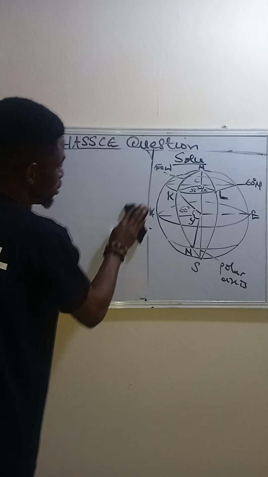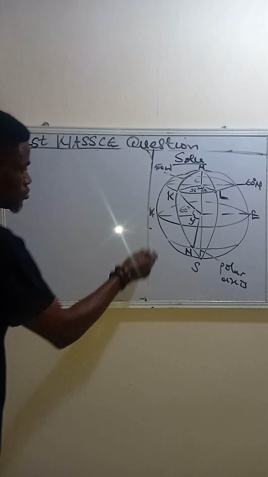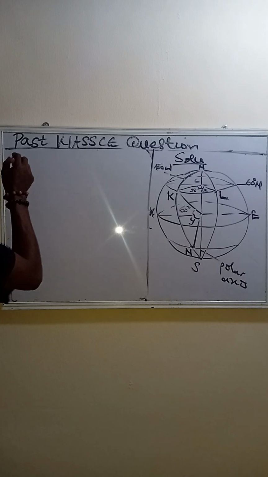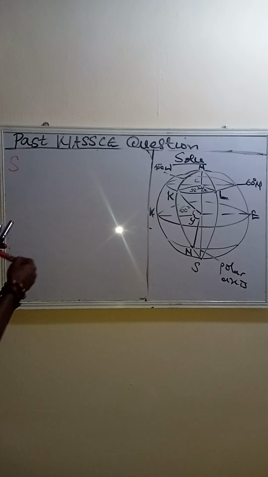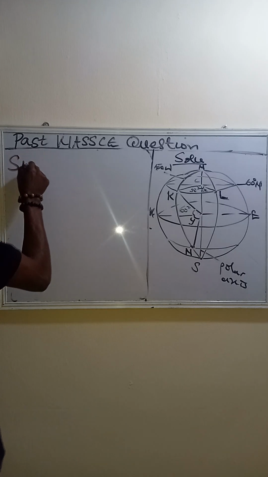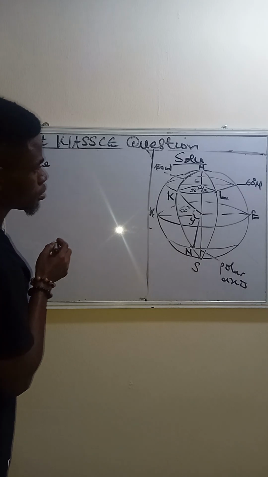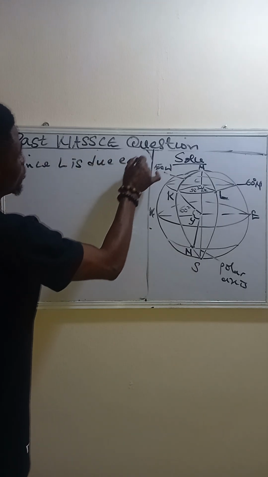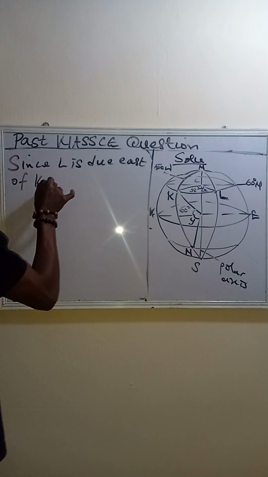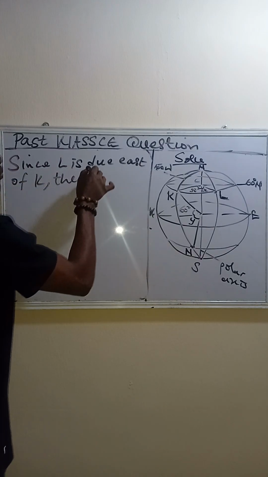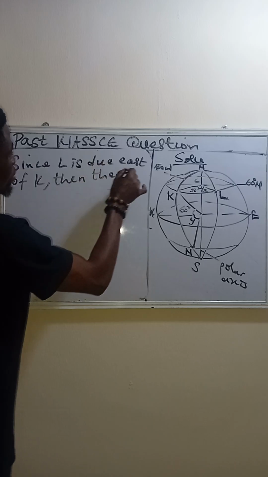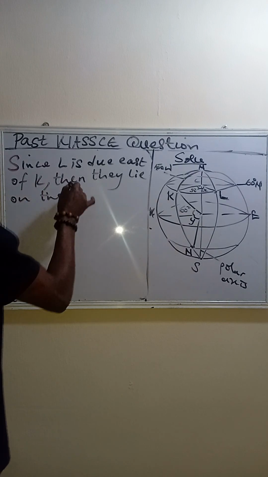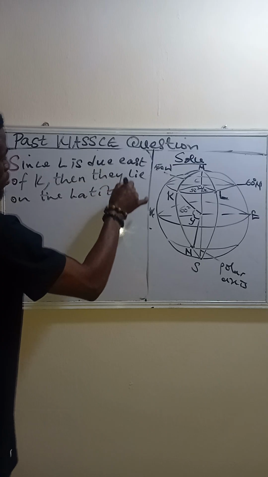So we just explain to them. So you explain to them that since L is due east of K, it means that both lie on the same latitude. Can you see now?